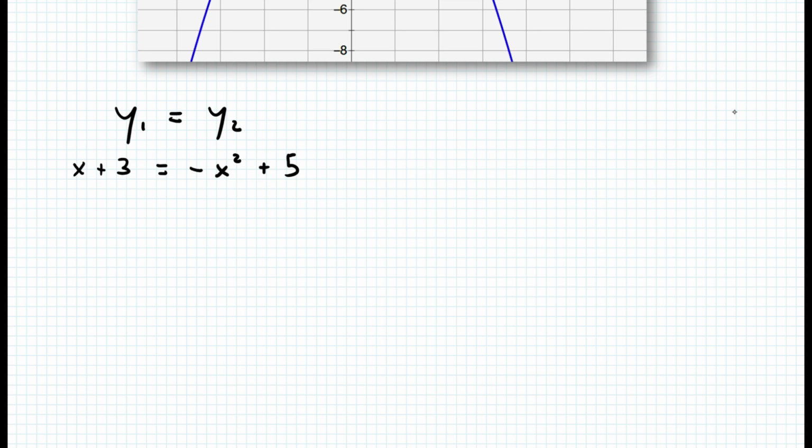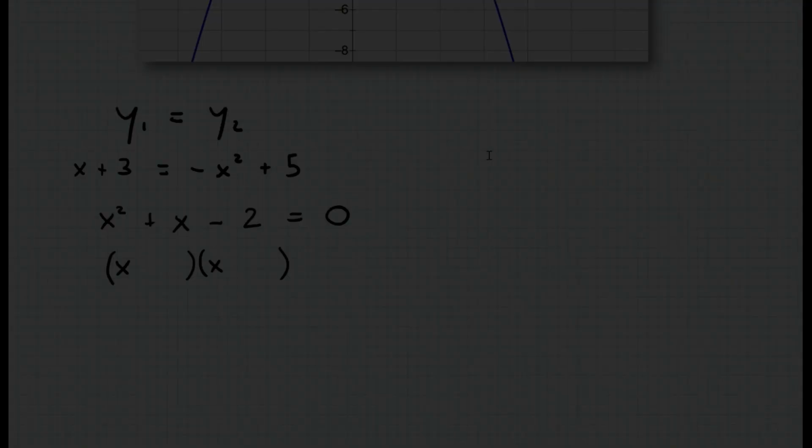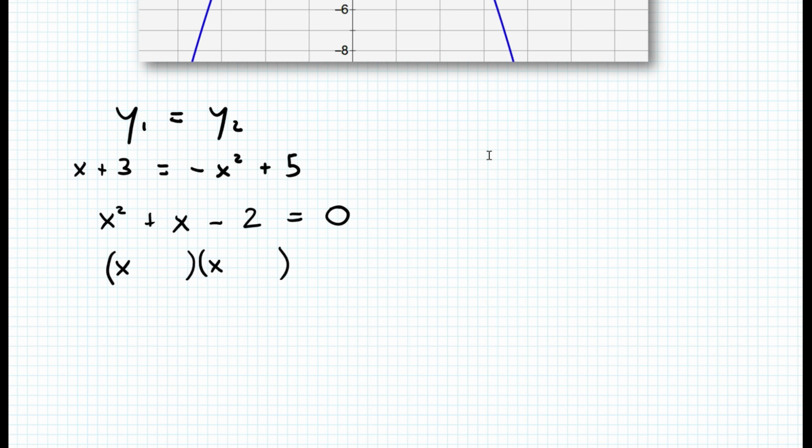So here we can, for example, add x squared on both sides of the equation. Then we have plus x. And we can now subtract 5 on both sides of the equation. So minus 2, and we have equal to 0. Now we want to find two numbers that add to 1 and multiply to negative 2. In this case, the two numbers are going to be plus 2 and minus 1, because 2 minus 1 gives 1, and 2 times negative 1 is negative 2.